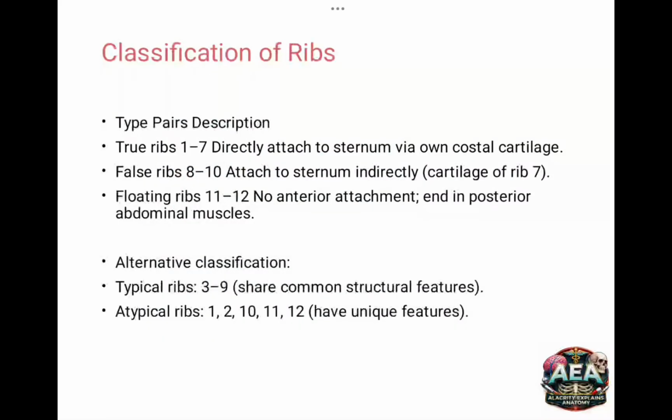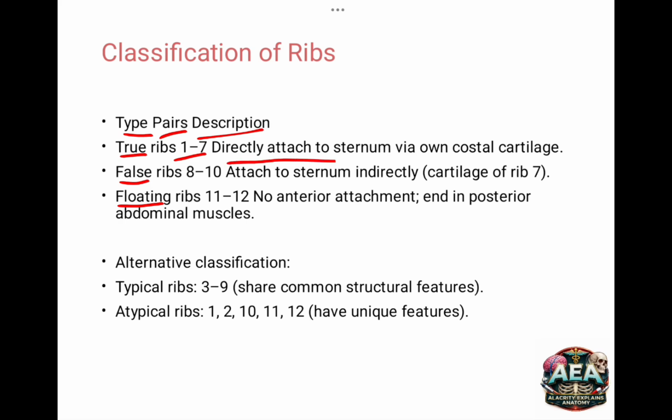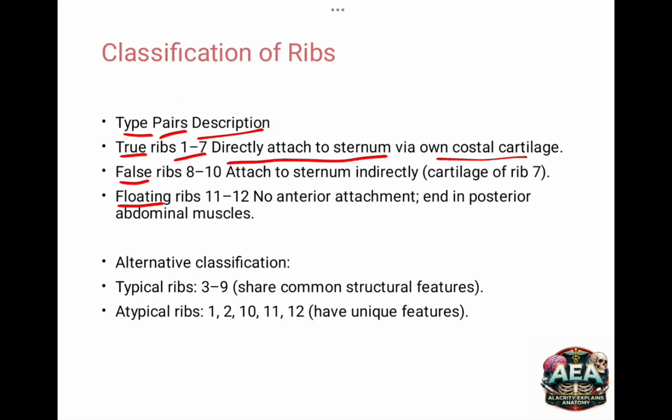So now let's look at the classification of ribs. Now ribs, we'll look at the types, we'll look at the pairs, and what are the major descriptions. We have true ribs, we have false ribs, and we have floating ribs. Now the true ribs are rib 1 to 7. Rib 1 down to 7, we call them the true ribs, because they have a direct attachment to the sternum through their costal cartilage. They have their own costal cartilage which they attach to the sternum. That's rib 1 to rib 7. This is 1, 2, 3, 4, 5, 6, 7. They have their costal cartilage attaching to the sternum.